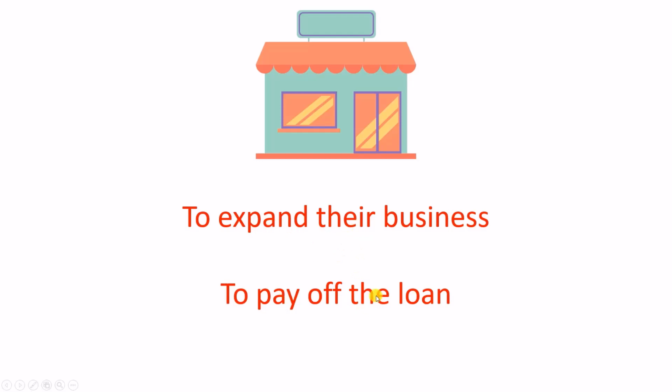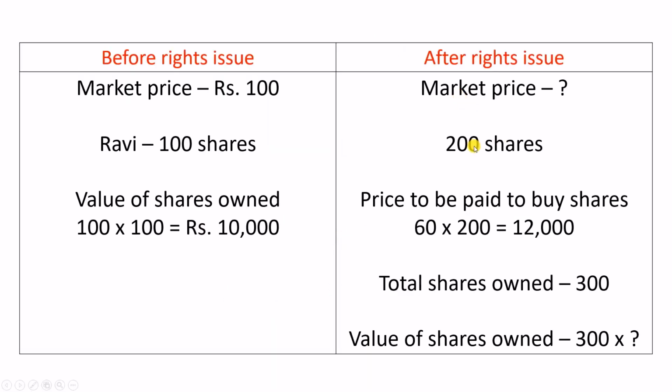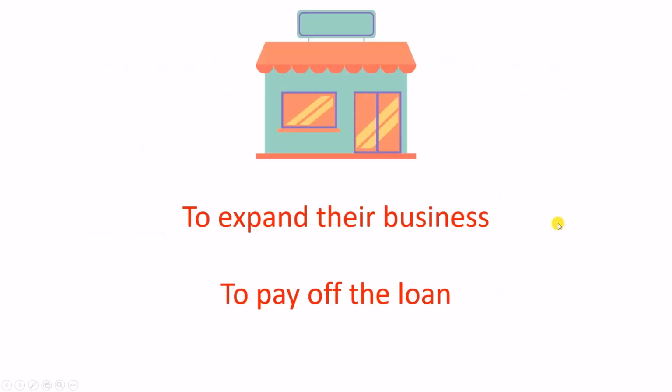So you cannot predict market. It may go up or it may go down too. This may be good, this may become bad too. So we cannot say it as 100%. Now, after issuing rights, when the stakeholders buy the shares, the company gets money. So with that money, the company can expand their business, or they can pay off the loan, or they can do other things too.